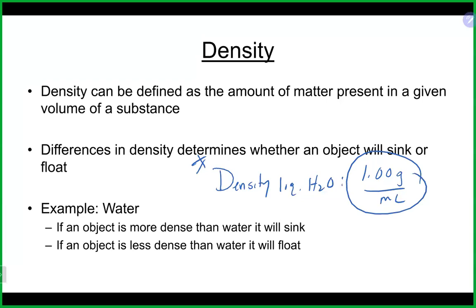Now, typically things in their solid state are a lot more dense than in their liquid state. One exception actually is water, right? So water in its liquid state is actually more dense than in its solid state, which is ice. When we put ice in our drink, it ends up at the top, right? It floats to the top. And again, that's because it is actually less dense. So ice has a density of about 0.9 rather than 1.